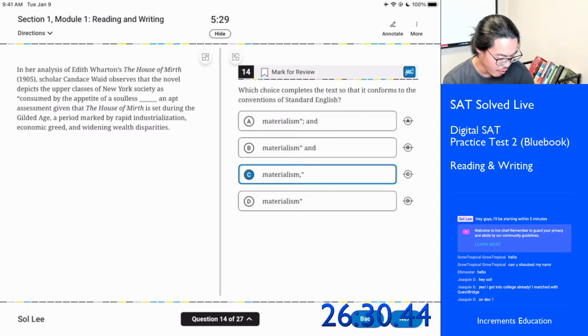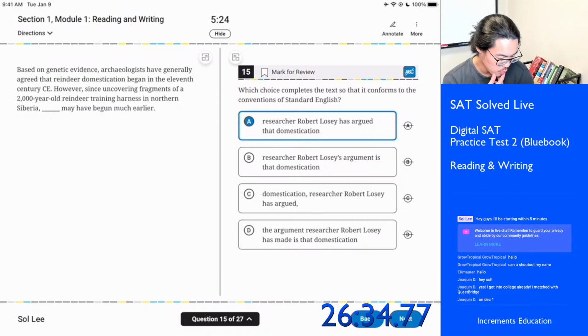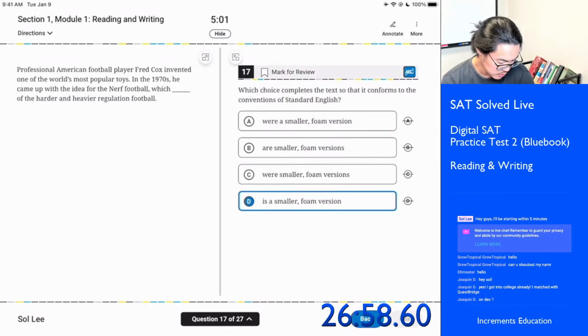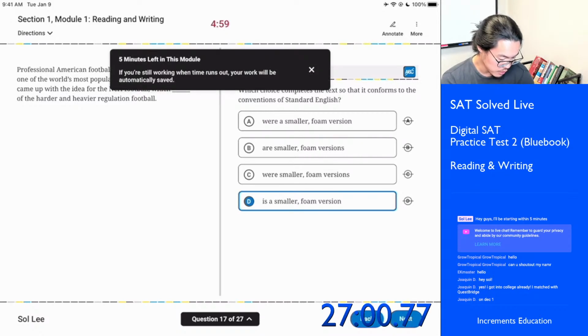It's funny how a relatively hard sentence is the very first grammar question. Based on genetic evidence, archaeologists have agreed. However, since uncovering fragments in Siberia, researchers argue. Yeah. Dangling modifier. Conceptual artist and designer, embrace blah blah blah. Mary Payne was chosen. Correct. That's just another modifier up front. 5 minutes left.